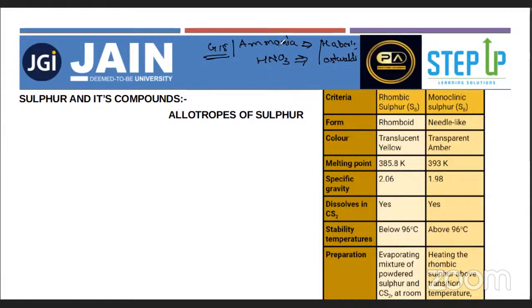So further moving to group 16. Group 16, we have sulfur. The name for them is chalcogens. Why chalcogens? Because they are ore forming.